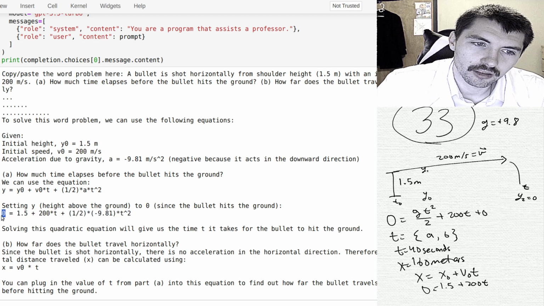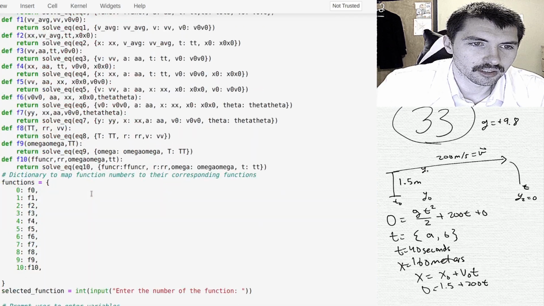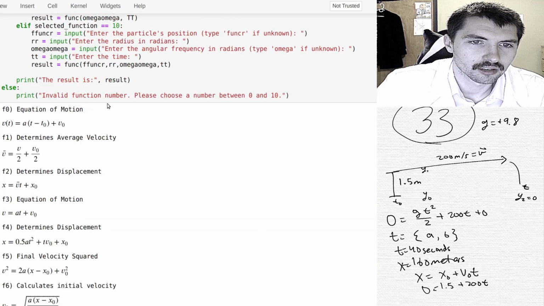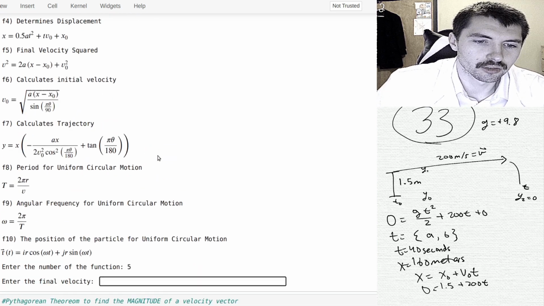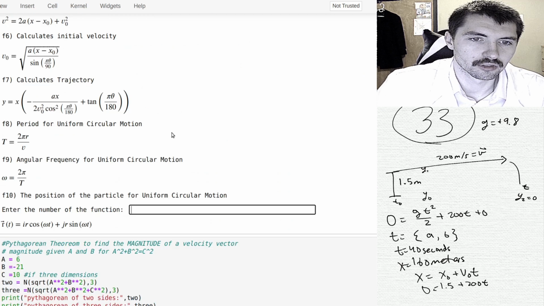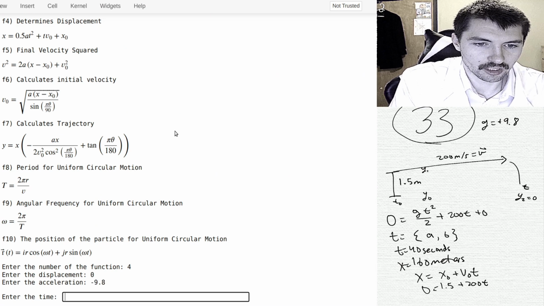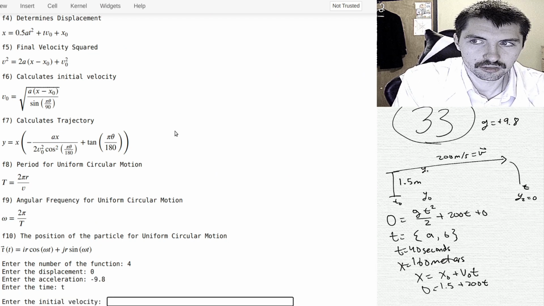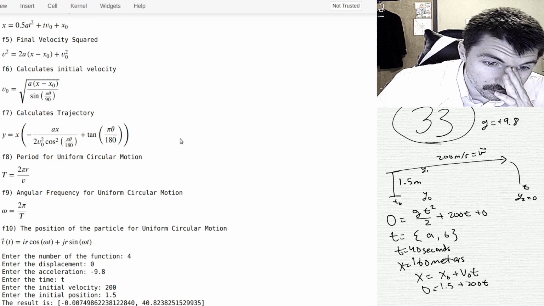Okay, so maybe I put it in the calculator wrong. I think I did. Might have swapped these. So we're using equation 5. No, we're using equation 4. So 0, negative 9.8 t, initial velocity 200, position 1.5. 40. We're still getting 40.